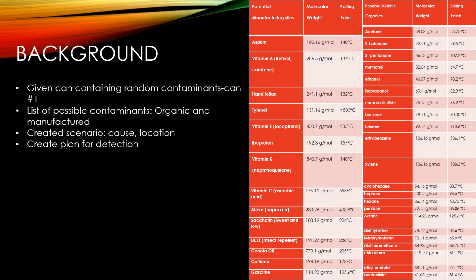Now, originally they were given just the names, but we had to look up certain physical properties of these chemicals to look up how we would test them later on. So I looked up the molecular weight and boiling point of each of these chemicals. Next, we had to create a scenario and a location that we would be conducting this research on, trying to determine an issue. And then we had to create a plan of how we're going to detect these once we received them.